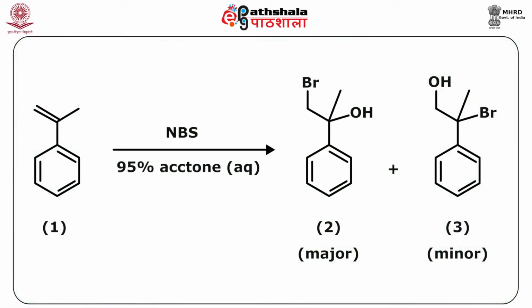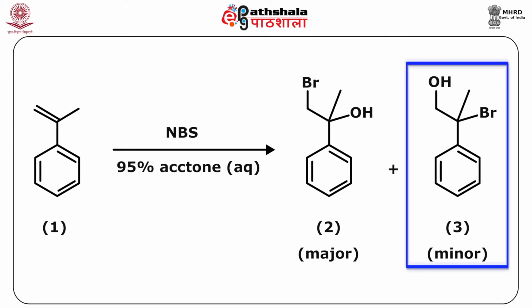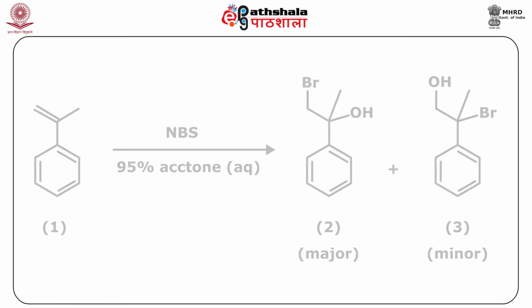If there occurs a preponderance over which regioisomer will be formed, then that reaction can be termed as regioselective. A particular example is when 2-propenyl benzene reacts with N-bromosuccinimide, it gives a bromonium ion, followed by aqueous acetone gives halohydrin, 2 as major and 3 as a minor product.